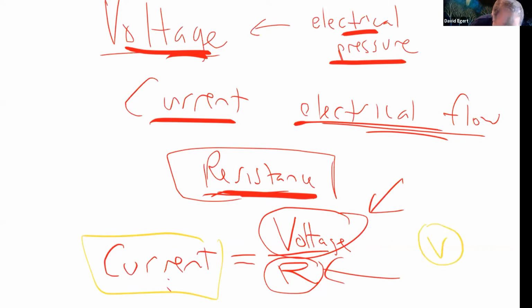That would be a voltage source though, and we're not going to use a voltage source. We're going to use an actual current source. So the system we're using connects up to your skin.